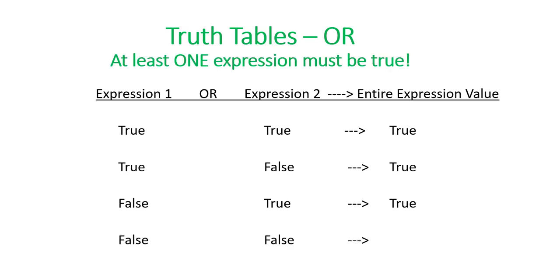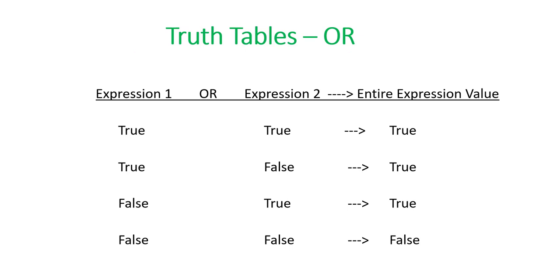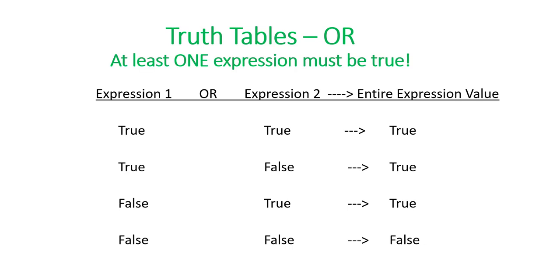So what if they're both false? In an OR situation, remember, at least one expression must be true. So therefore, in this situation, where they are both false, the entire thing is false. So remember, at least one expression must be true in order for the entire thing to be true.